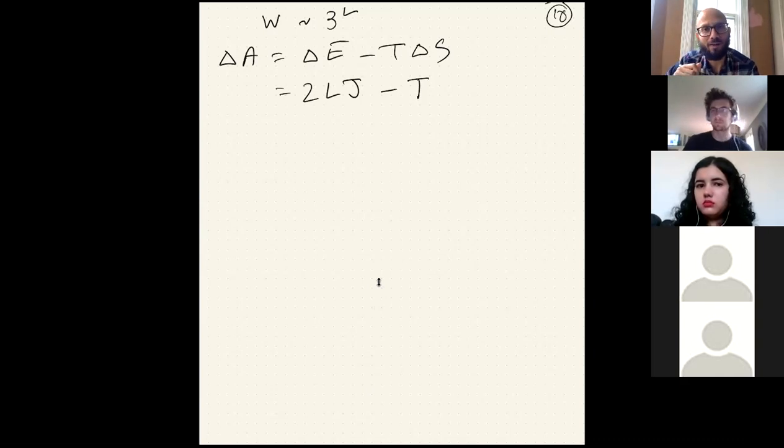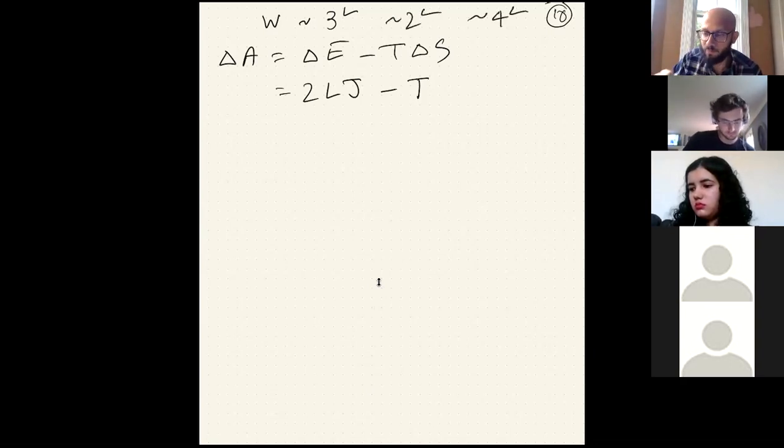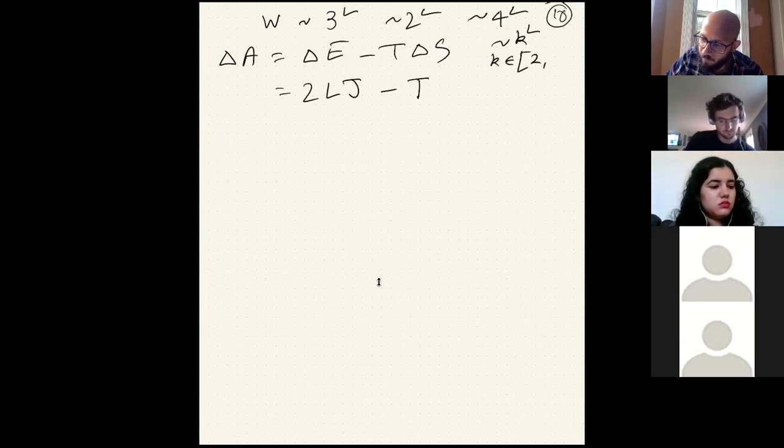It could be more than 3 to the power L. What I'm saying is, I could even set it as 2 to the power L. I could even set it as 4 to the power L. The point is that it is in that regime, okay? It is some number. It is some k to the power L where I know k is going to be somewhere in 2 to 4. Do you buy that, Turash?